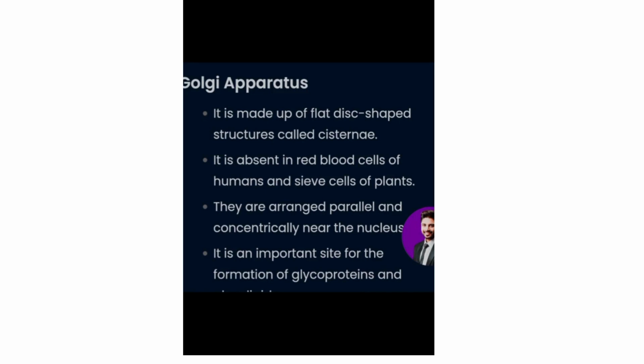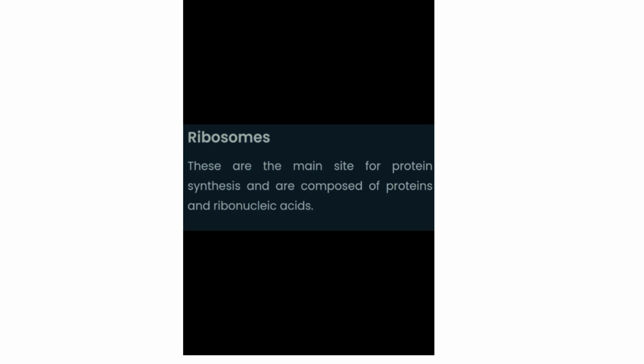Golgi apparatus. It is made up of flat disc-shaped structures called cisternae. It is absent in red blood cells of humans and sieve cells of plants. They are arranged parallel and concentrically near the nucleus. It is an important site for the formation of glycoproteins and their processing. Ribosomes are the main site for protein synthesis and are composed of proteins and ribonucleic acids.